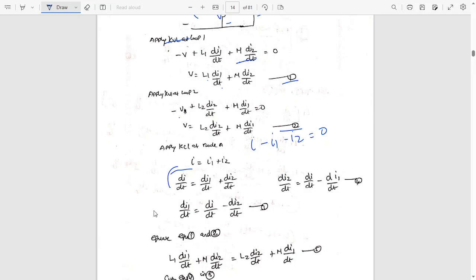Next, I am going to find what di1 by dt is. For that I can take di2 by dt to the right hand side. So di1 by dt equals di by dt minus di2 by dt, which is equation number 3.